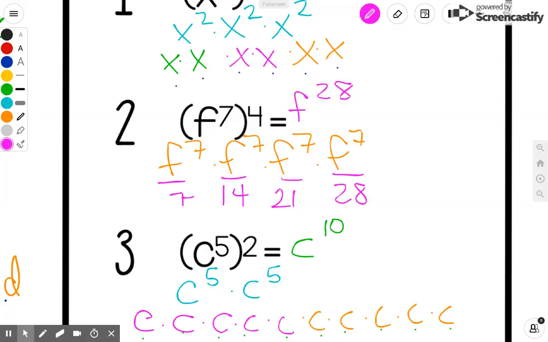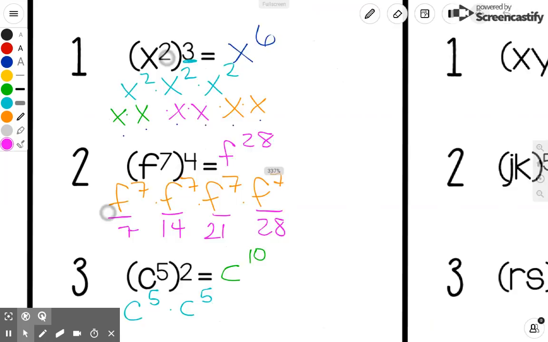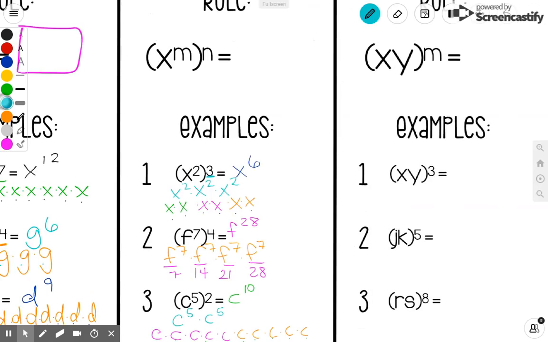Did you guys get the same thing? Do you notice a pattern when we're doing these problems? If so, go ahead and add your pattern right up to the top, right where x to the m to the power of n. So write down what you think that's going to be, and that could be a rule that you use on these kind of problems every single time. A nice shortcut for you.